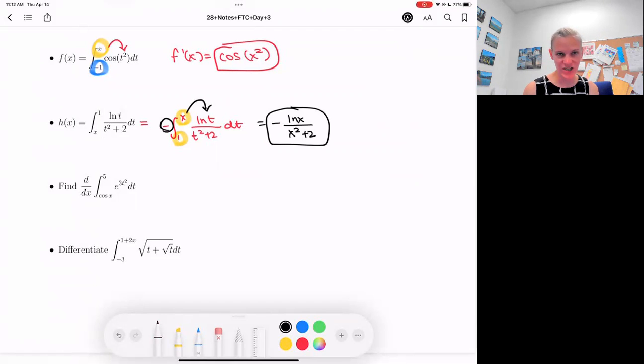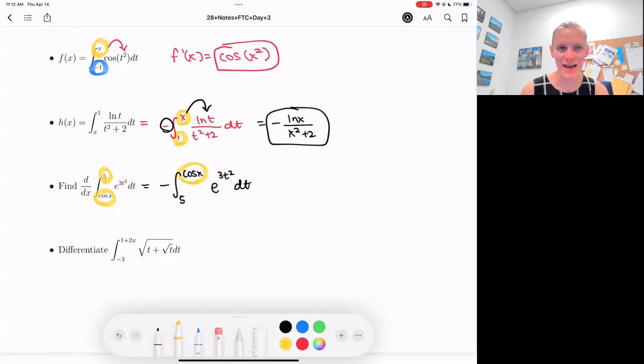Okay, so these next two are going to involve using the chain rule. So I notice here I have a cosine of x on the bottom and a number up top. So I need to start out by flipping those. I need the number on the bottom. So if I flip these, I'm going to get negative integral from 5 to cosine x of e to the 3t squared dt. And now I notice that I have a cosine x and not just a plain old x. And so what's going to happen when we have something that's not just a plain old x, we're going to start out the same. We're going to plug that thing in for t. So we're going to get our negative e to the 3 cosine of x quantity squared.